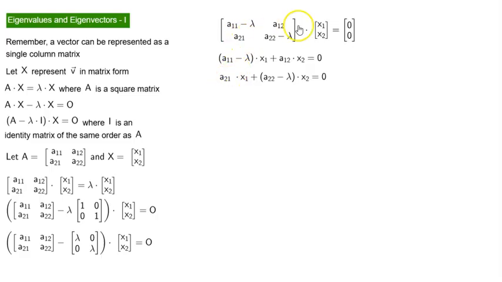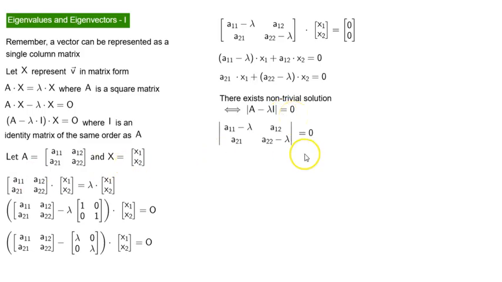And then A21 times X1 plus A22 minus lambda times X2 equal to 0. So we have a system of linear equations. Now, we have seen before, there exists a non-trivial solution if and only if the determinant of A minus lambda I is equal to 0. So let's evaluate the determinant. We get A11 minus lambda times A22 minus lambda minus A21 times A12 equal to 0.